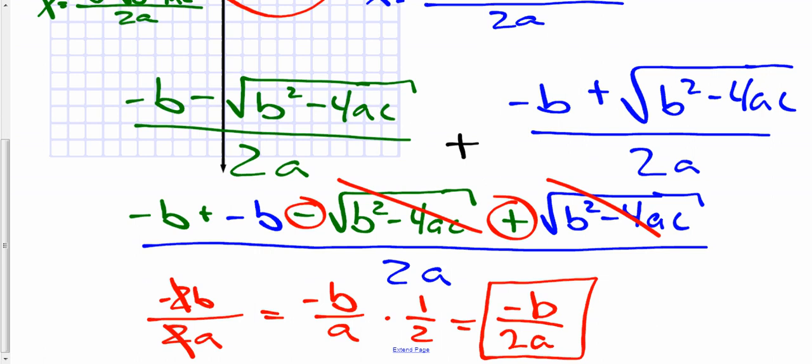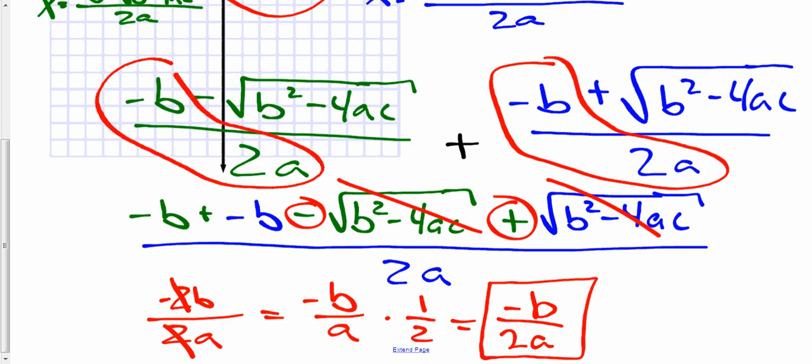Okay? This is a way for you to check if you did your completing the square correctly. Look for that guy in your standard form quadratic equation. If you find that guy, you check it against the one that you get from completing the square, then you know you got the right one.